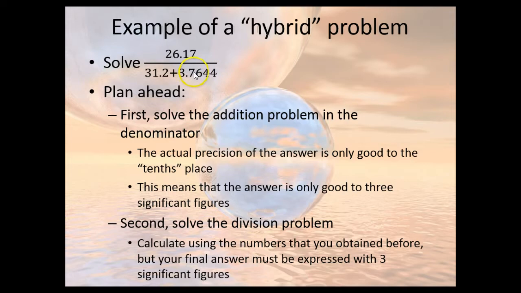And what is the tenths place of 34.9644? That is the third significant figure, which means that this number would only be good to 3 significant figures. So what do you have after that? You would have a number with 4 significant figures divided by a number with 3 significant figures, which means your answer will be good to 3 significant figures after you run all this through. Again, it has nothing to do with the fact that 31.2 has 3. Even if this was a 9.2, our answer would still be good to 3 significant figures, it turns out.